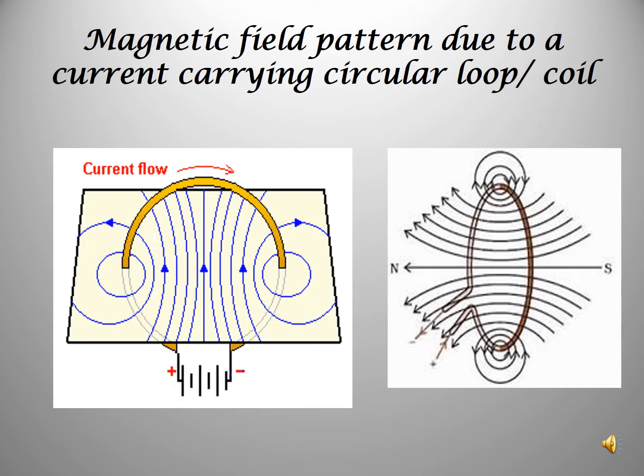Magnetic field pattern due to a current carrying circular loop or coil. You need to practice these diagrams. Both the diagrams you must practice, because at times they give you this figure and they ask you to put the arrows. So you should have a very clear concept. So practice both the diagrams.